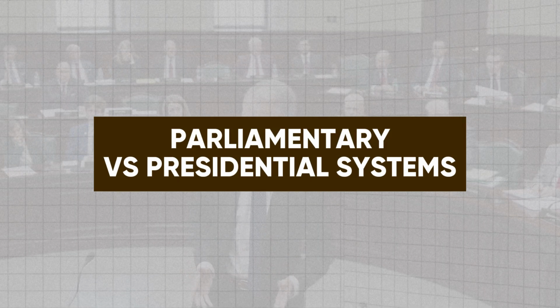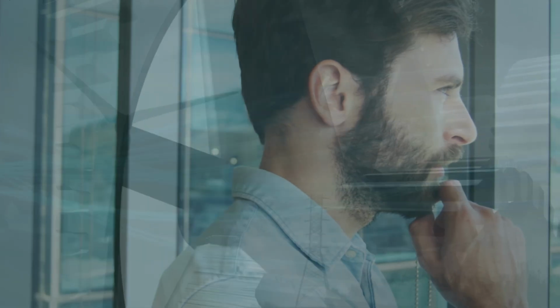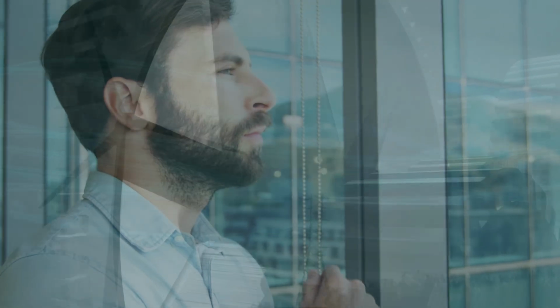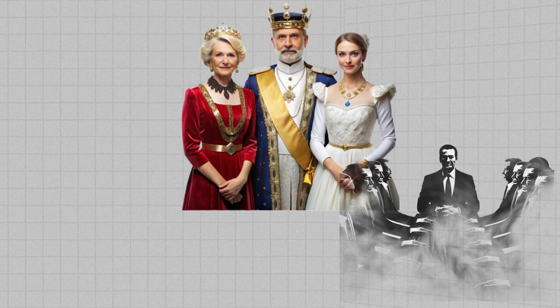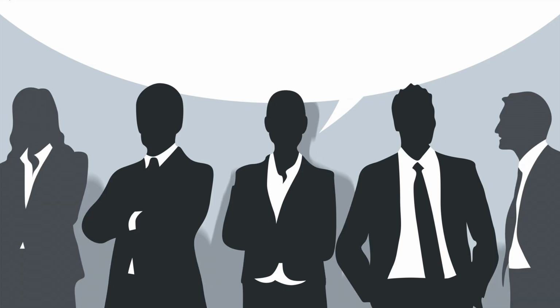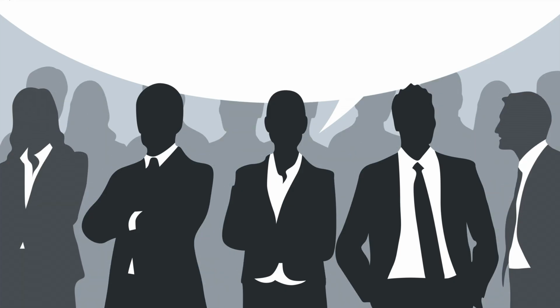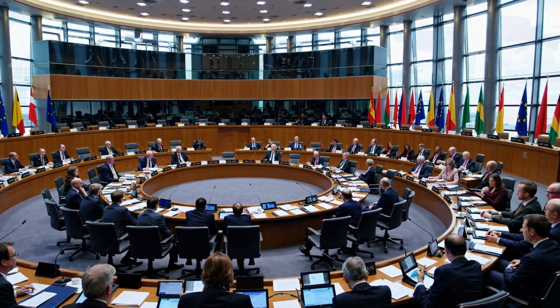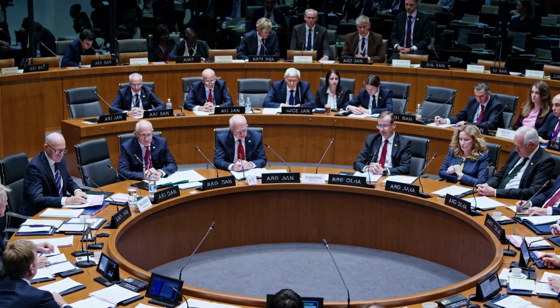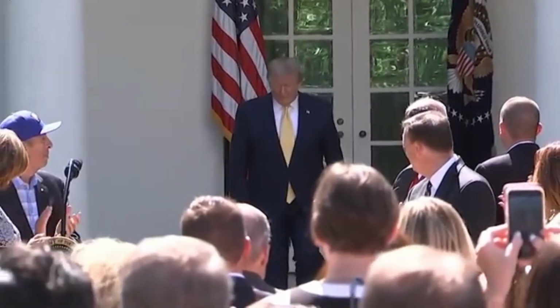Parliamentary versus presidential systems. At this point, it's important to separate something many people mix together. These are not types of government in the big philosophical sense, like monarchy, democracy or autocracy. They are structural models. Ways the executive branch is formed and how it relates to the legislature. In other words, they answer a more technical question: who actually runs the government day to day and how do they get that power?